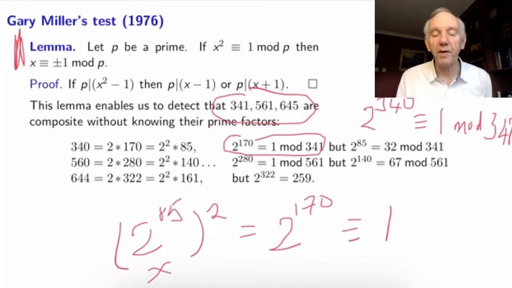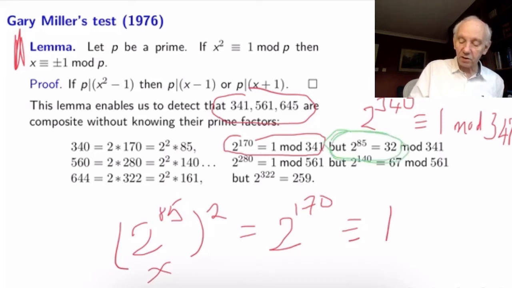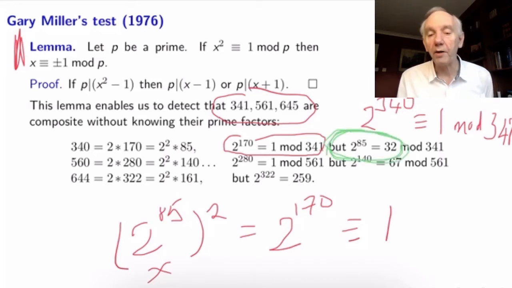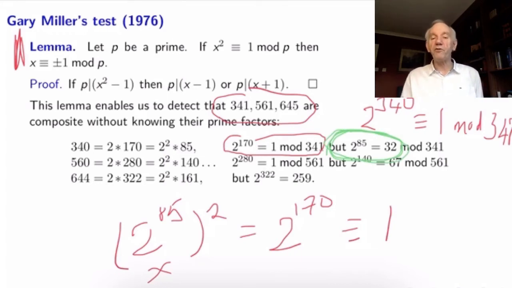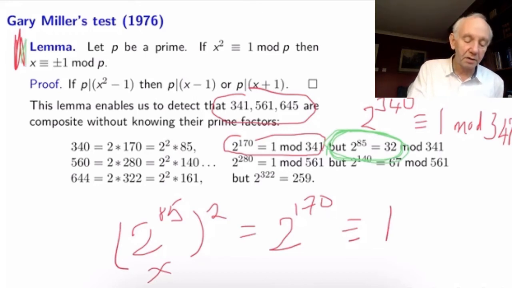And I can ask, what about if now x is 2 to the 85? Is x plus 1 or minus 1? And the answer is no, because 2 to the 85 is actually 32 mod 341, which is neither 1 nor minus 1. Minus 1 would be 340. So in this case, it shows you that 341 can't be a prime number because it fails this lemma.